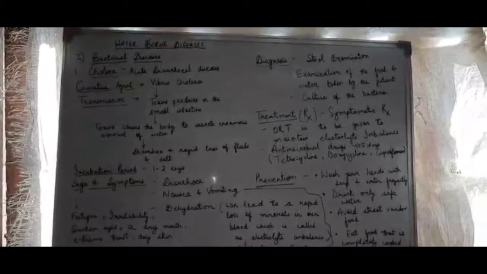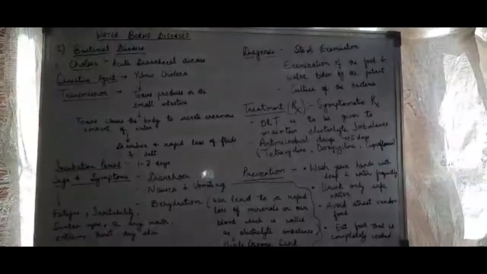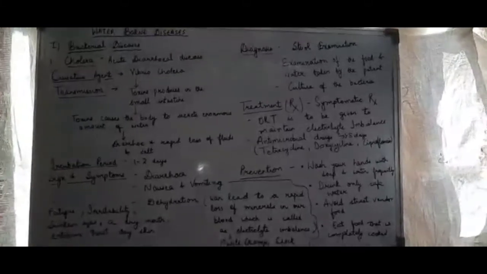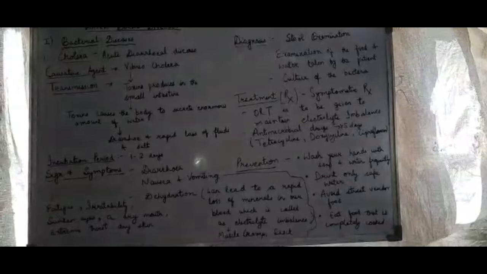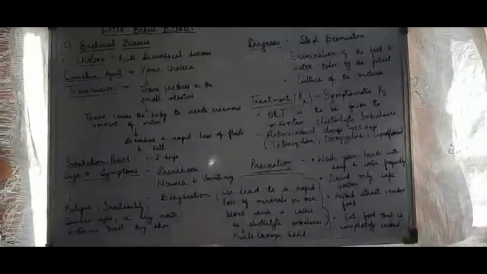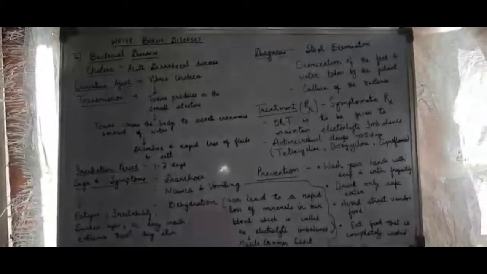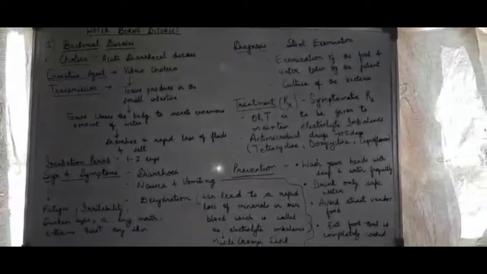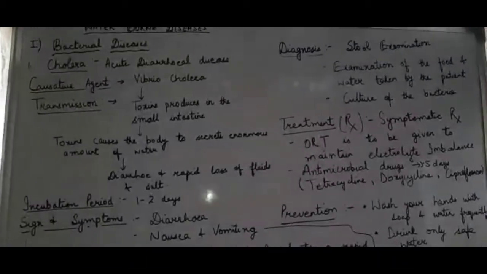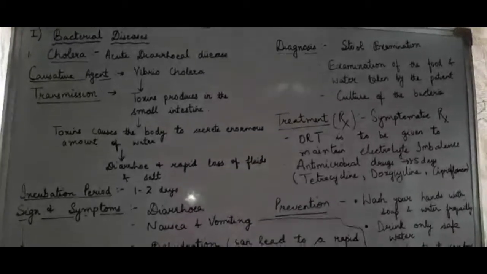Today we'll start with the bacterial diseases, in which we first start with cholera. Cholera is an acute diarrheal disease which spreads through contaminated water, and it causes severe diarrhea and dehydration. If left untreated, it can be fatal within hours. The main causative agent of cholera is Vibrio cholerae.